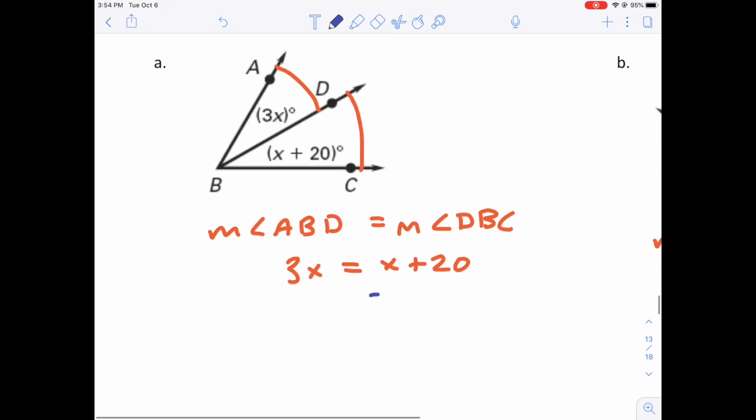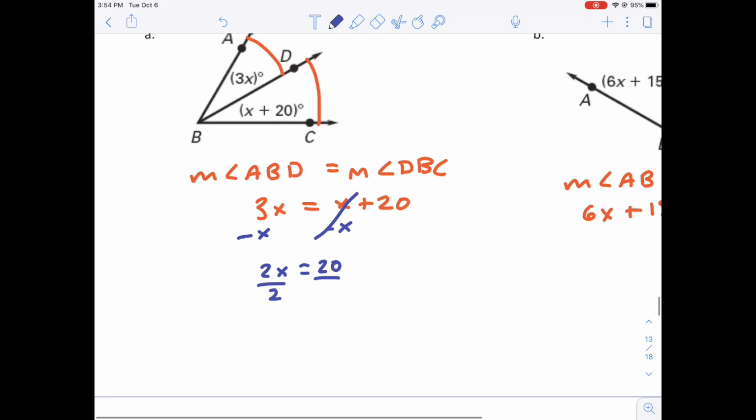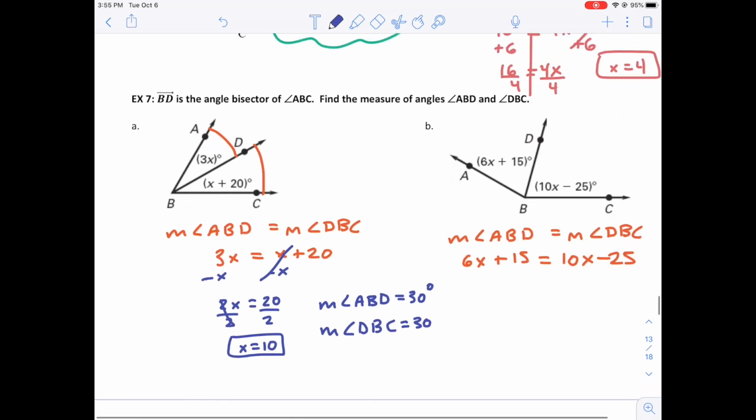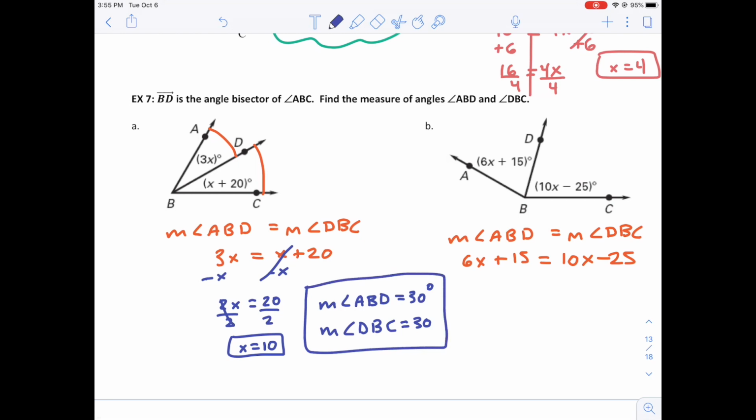So on A, you would subtract x from both sides. You'd get that 2x equals 20. And then when you divide both sides by 2, you get that x equals 10. So my x value is 10. And then the measure of angle ABD equals 3 times 10, so 30 degrees. And then they're congruent, so the measure of angle DBC is also 30 degrees. The nice thing about this example is I only asked for those 2 measures. I did not ask for the overall measure, even though we know that would be 60 degrees.